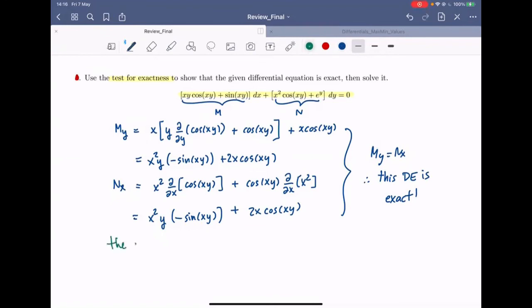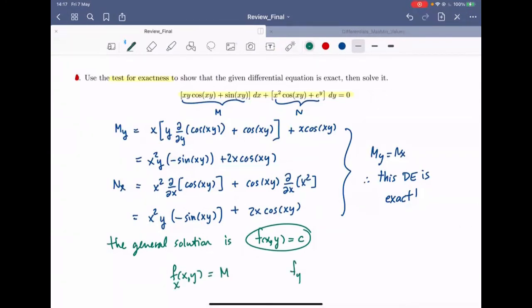Next, what we can claim now is that the general solution is f(x,y) equal to c. But we're going to find the function f. Okay, function f. We're going to do the next page then. Do you have to integrate that, right? Oh, it looks terrible. So you have f(x,y), and if you differentiate with respect to x, you get M. If you differentiate with respect to y, you get N.